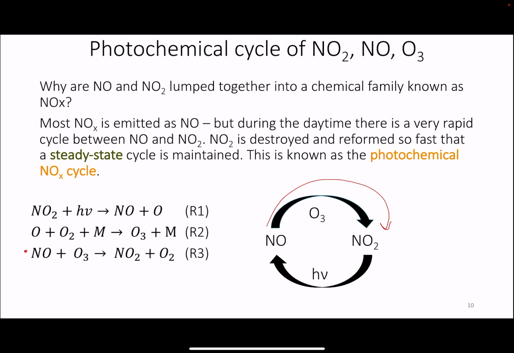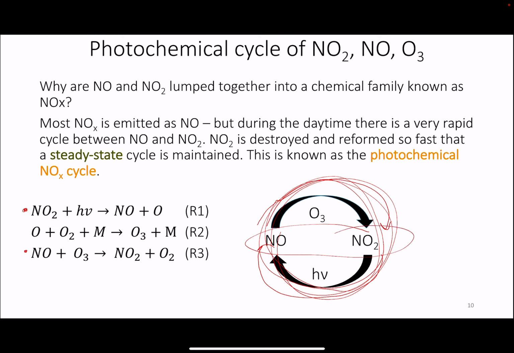And then if there's light, NO2 immediately is photolyzed back to NO, and that's this reaction here. This is all balanced by those oxygen molecules combining to form O plus O2 and ozone. So you don't have to worry too much about R2. But basically this cycle just keeps happening over and over again. So it's much easier to just lump them together and call them NOx.